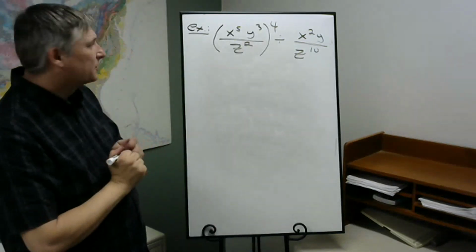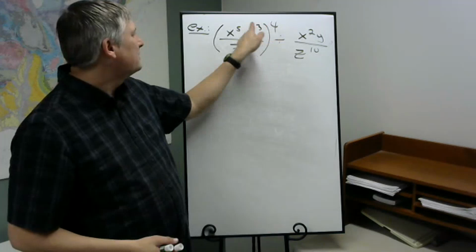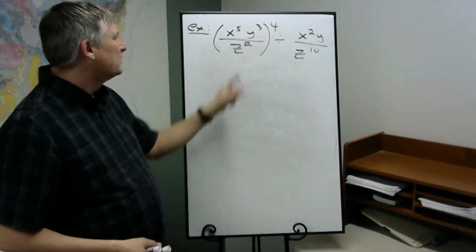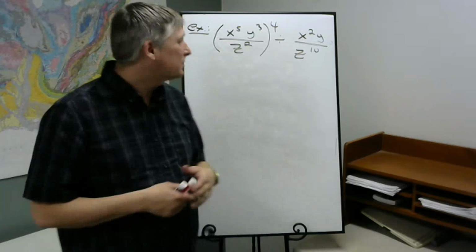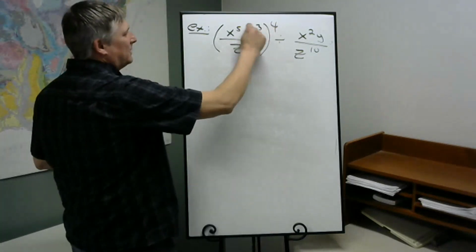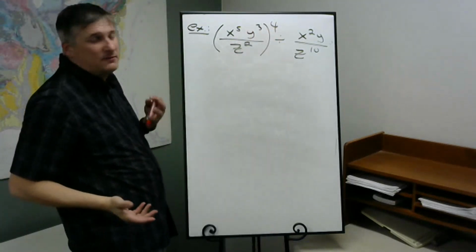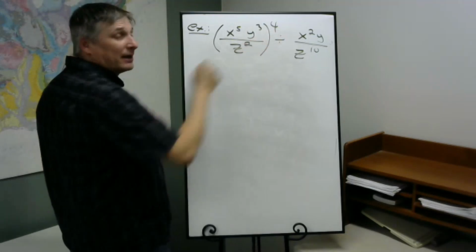So what I'm going to do first, I'm going to distribute this to each of these exponents. For up here, I'm going to use that property when we're multiplying exponents, where I can distribute this to each of those. And then I can also use the division property to distribute down to here.